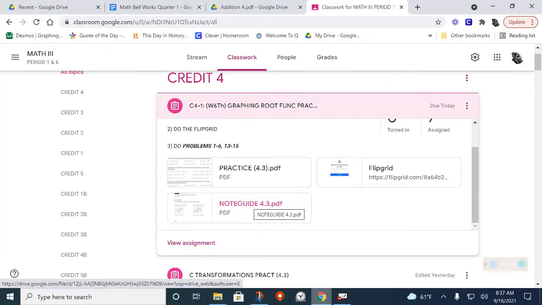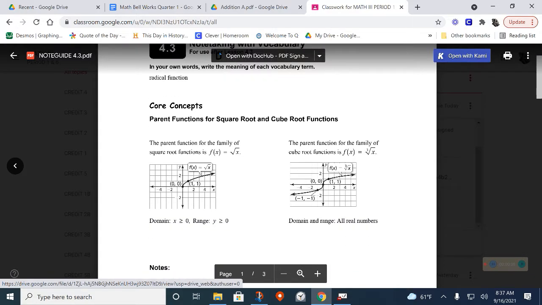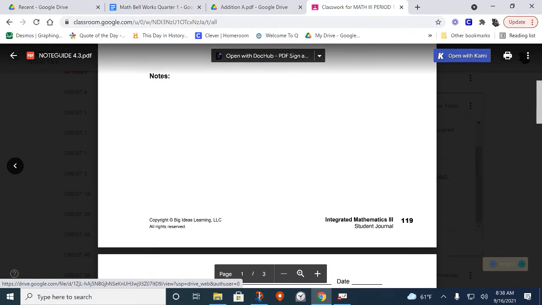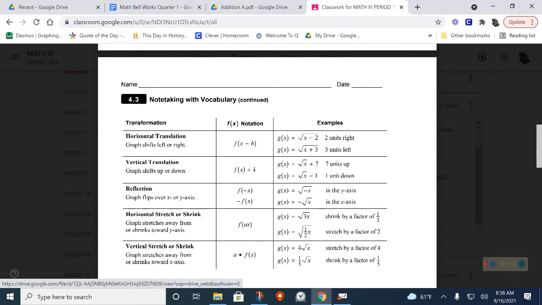So everyone's open up to C41. There's a note guide right here. I want you to scroll. This is a little note guide that I posted for you guys. I want you to scroll to the second page where you see this table. I want that on your screen, please.